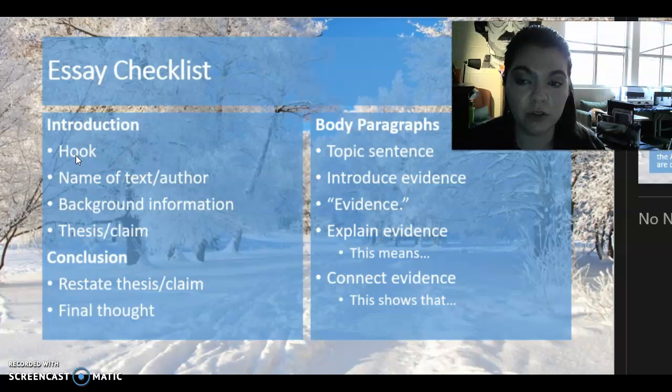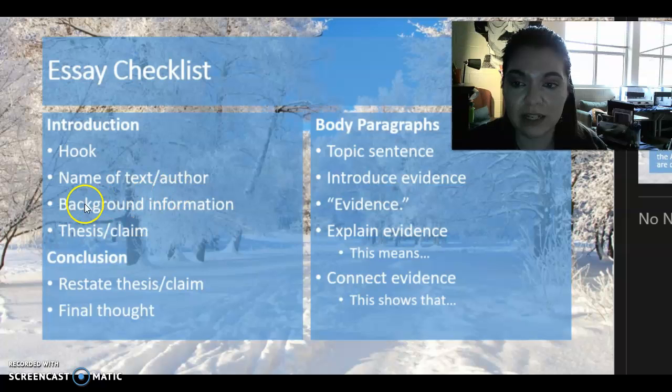Then, what you want to do is move into giving a sentence that explains the name of your text and who wrote it. So for you guys, that might mean the Gettysburg Address, written by Abraham Lincoln, or the Narrative of the Life of Frederick Douglass, written by Frederick Douglass.